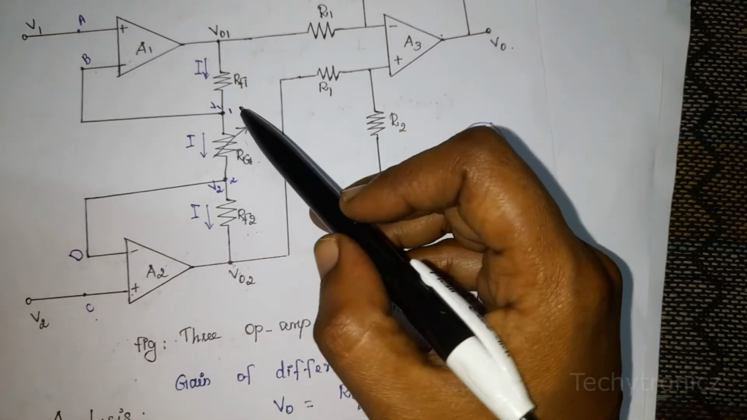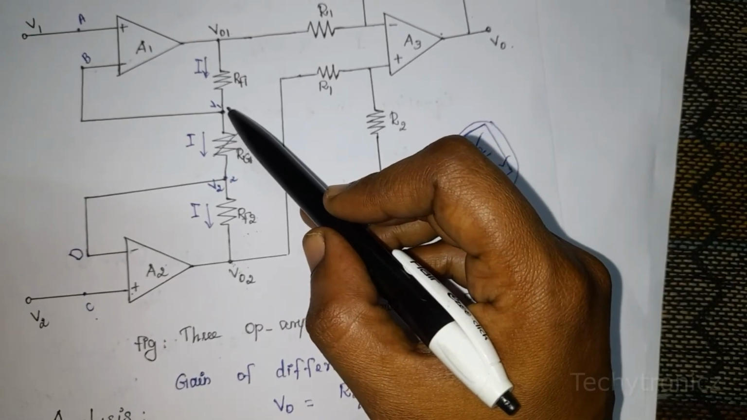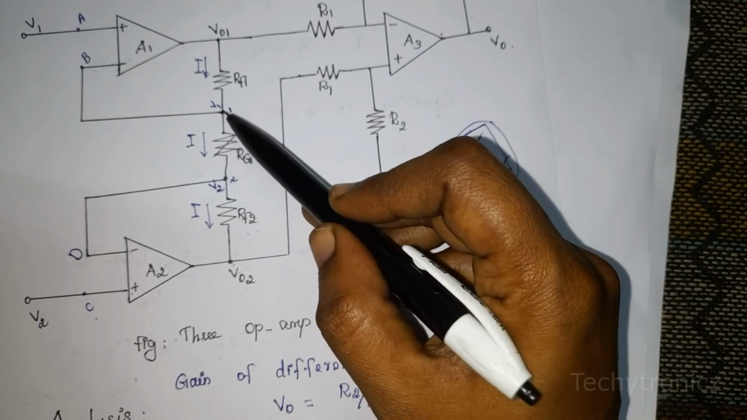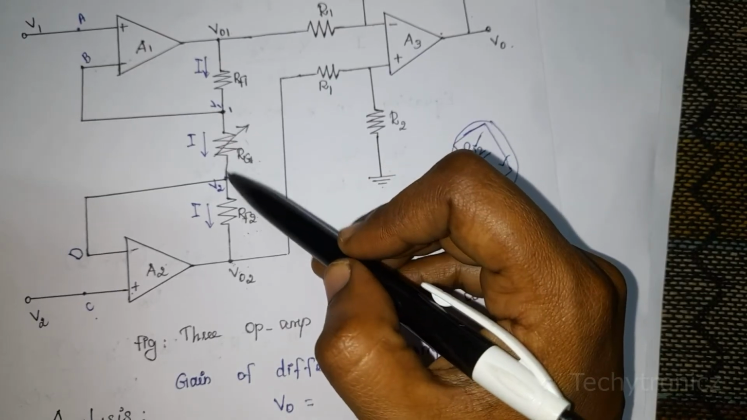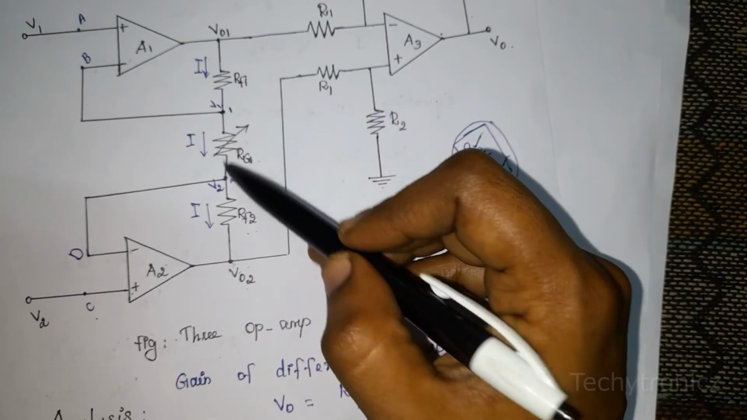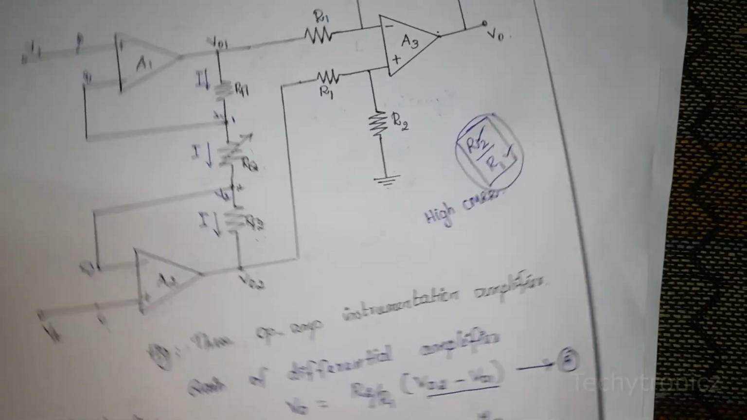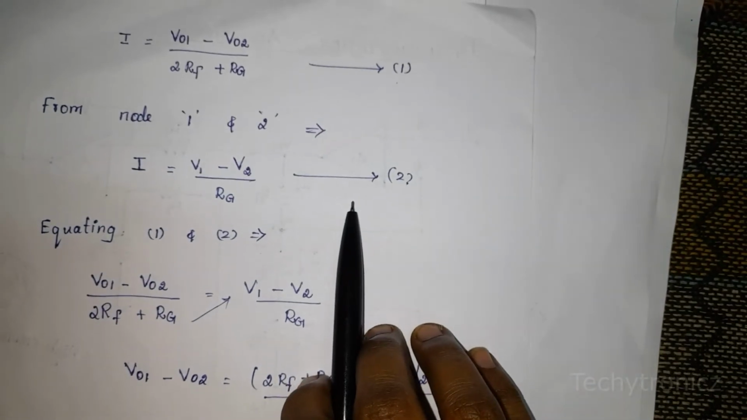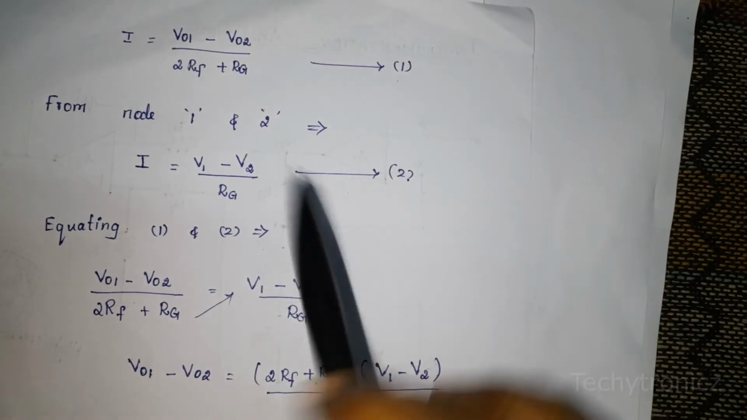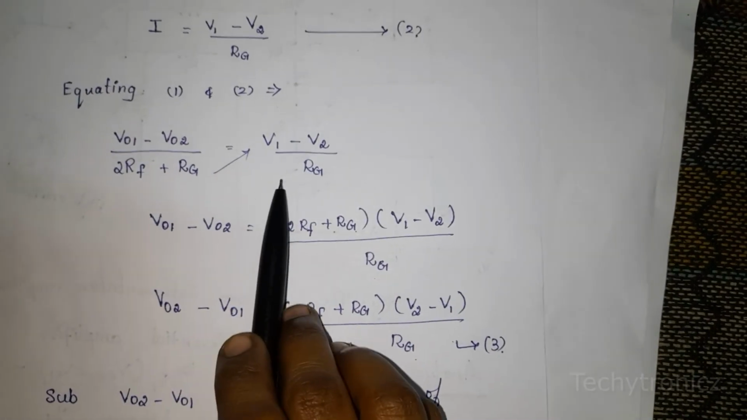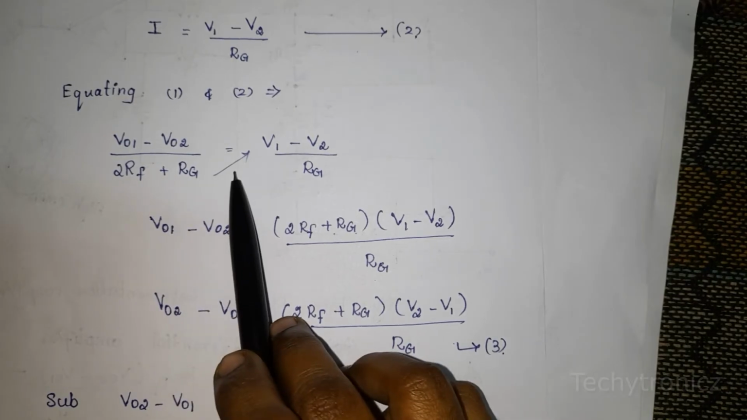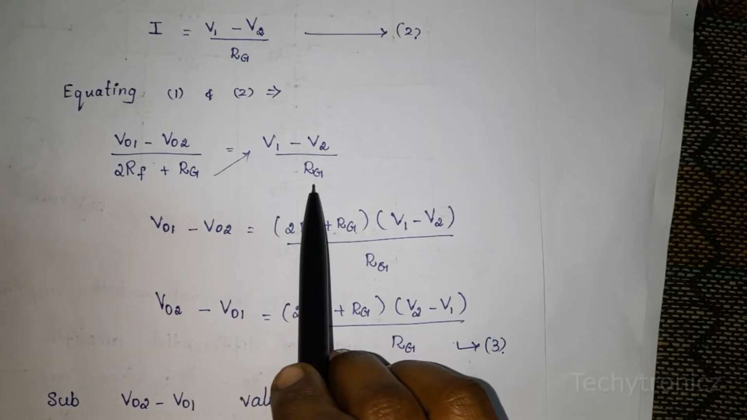Next we apply Ohm's law between node 1 and 2. Here the potential difference between node 1 and 2 is V1 minus V2. So I is equal to V1 minus V2 divided by RG. That is equation number 2. Next, equate equation number 1 and 2. We will get V01 minus V02 divided by 2 RF plus RG is equal to V1 minus V2 divided by RG.